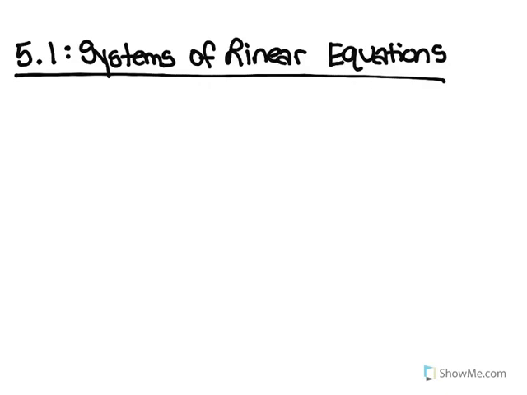5.1 Systems of Linear Equations. Now, in order to solve a system of linear equations, you can graph the two lines and find the point of intersection, or you can do substitution or elimination. So in 5.1, in this section, I'm going to show you substitution and elimination. So the first couple problems, we're going to work using substitution.